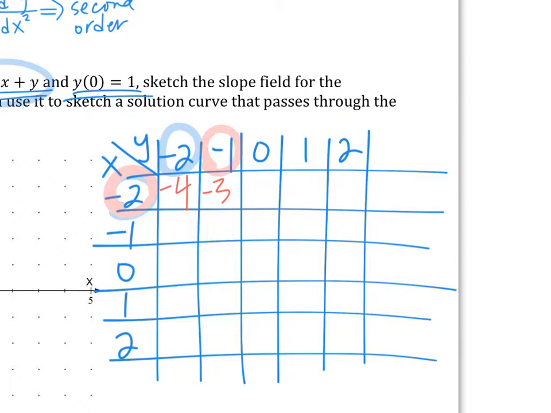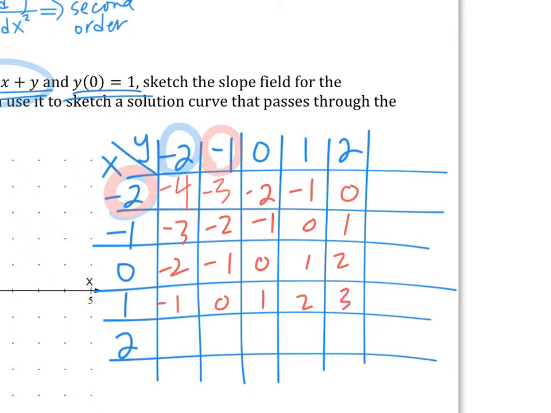Okay. All right, so this is -2, -1, 0, -1, -3, -2. No, I think I did this wrong. -3, -2, -1, 0, 1. -2, -1, 0, 1, 2. Negative 1, 0, 1, 2, 3, and 0, 1, 2, 3, 4.